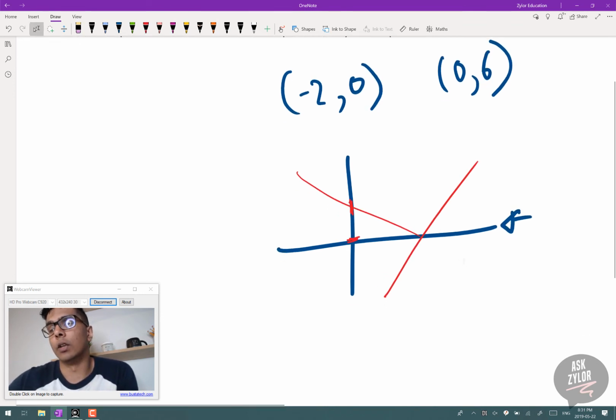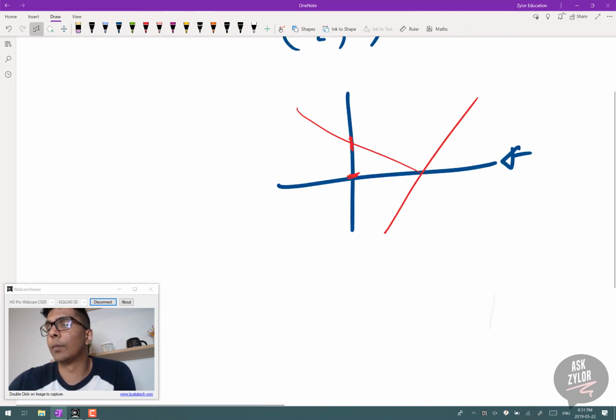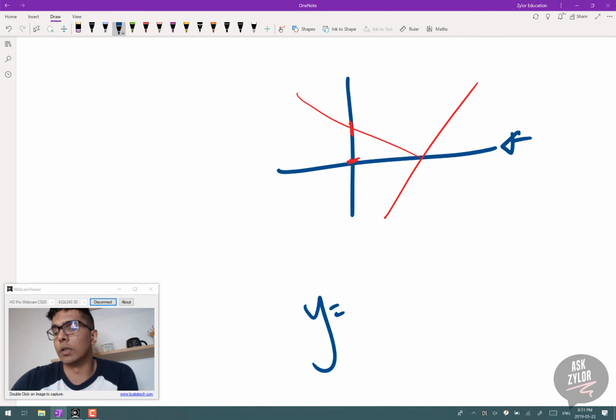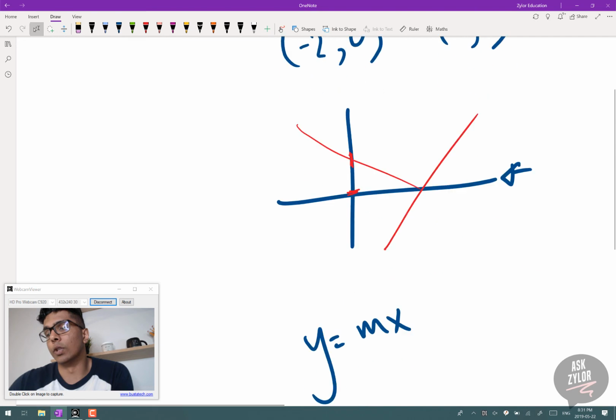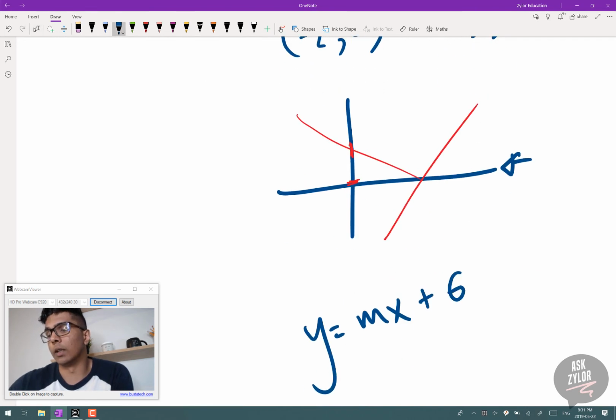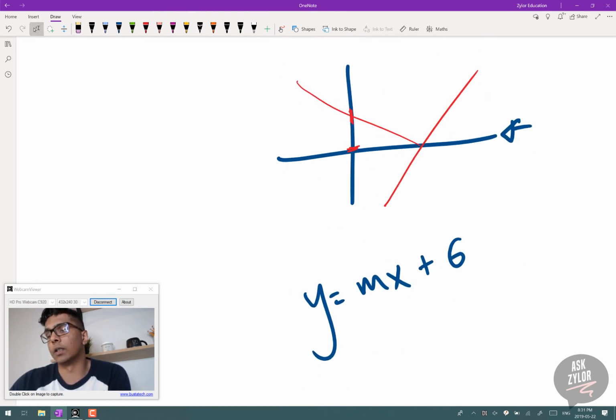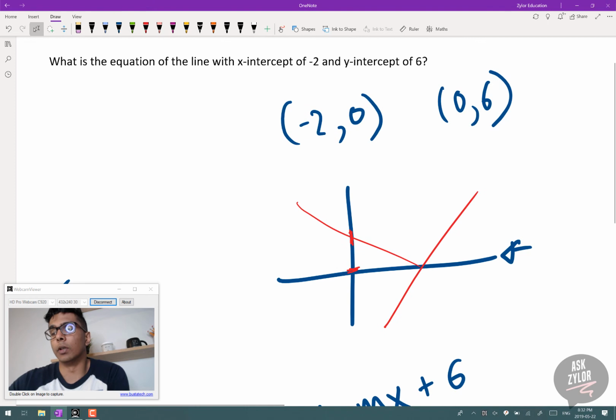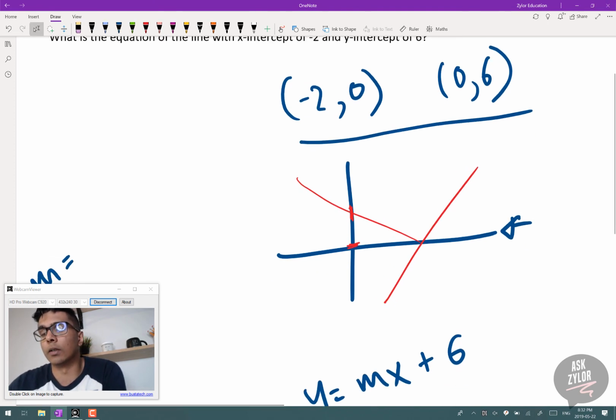and I already know the y-intercept, right? So I'm going to say y is equal to mx. My b value is my y-intercept, which is 6. I'm going to just plug that in. So I have a y equals mx plus 6 equation. How do I find the slope? So my slope, I need 2 points, which I found earlier. So I'm going to use those 2 points to find the slope.